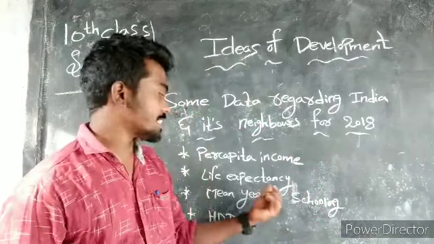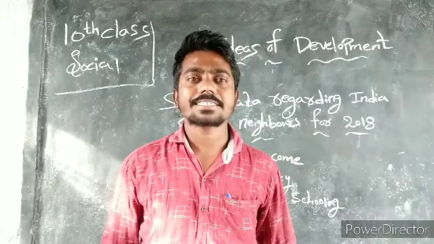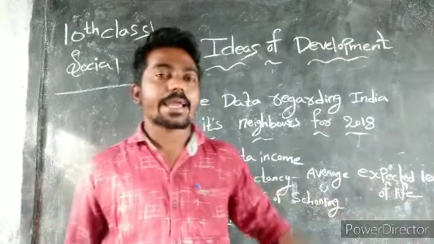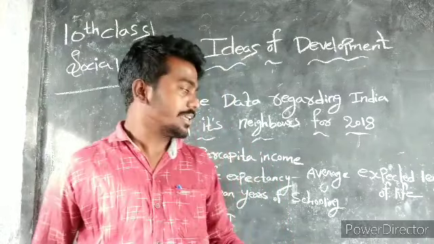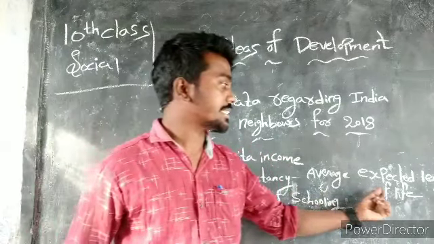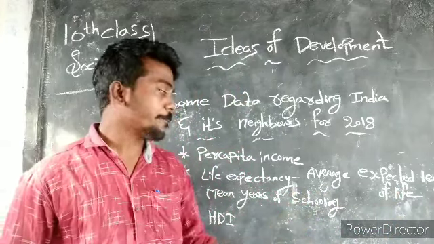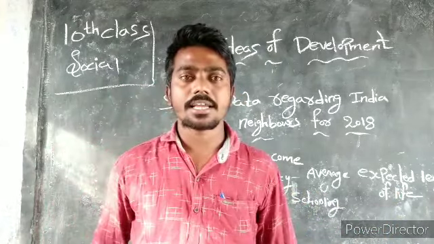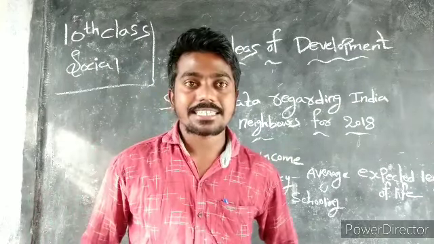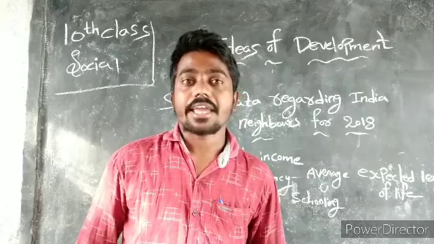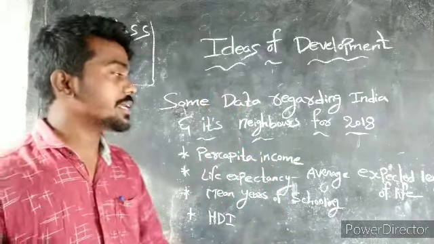Coming to the next, life expectancy. What is meant by life expectancy? Average expected length of life, Ayush. The average expected length of life is called life expectancy. And coming to the next, mean years of schooling: the average number of completed years of education of people in a country aged 25 years and above. What is meant by mean years of schooling?